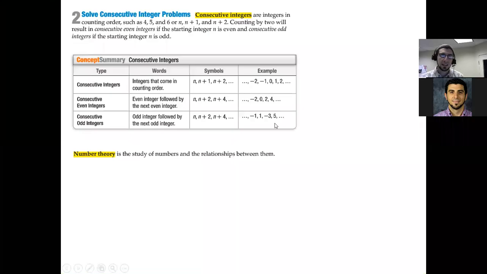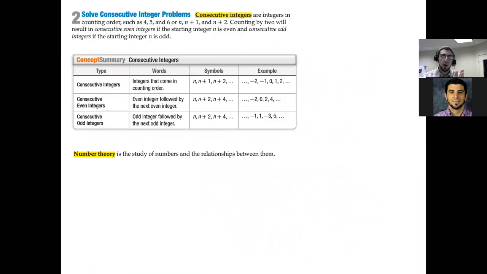Okay, we're back with the second video of section 3, and now we're going to talk about how to solve what are called consecutive integer problems. Consecutive integers are integers in counting order, such as 4, 5, 6. Sometimes they ask you for even consecutive integers, which would be like 2, 4, 6, 8, 10, 12, skip counting by 2, or odd integers, which are 1, 3, 5, 7, 9.